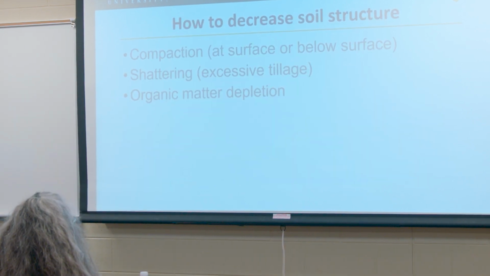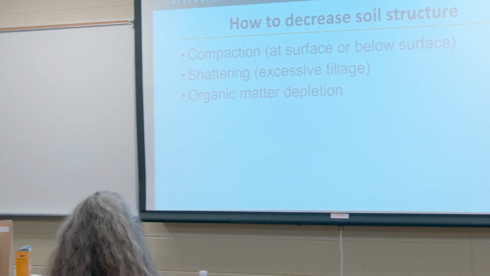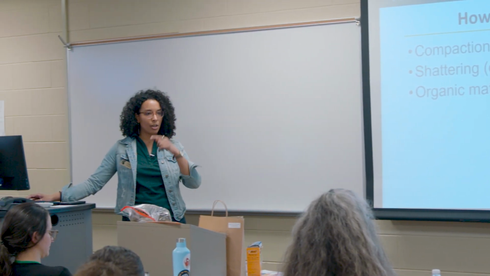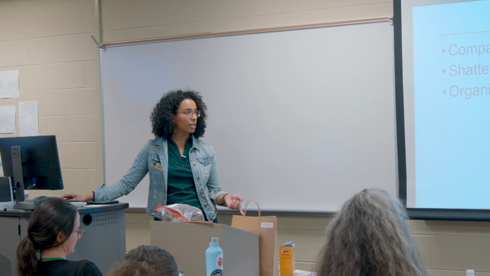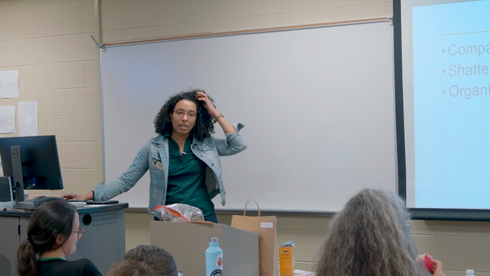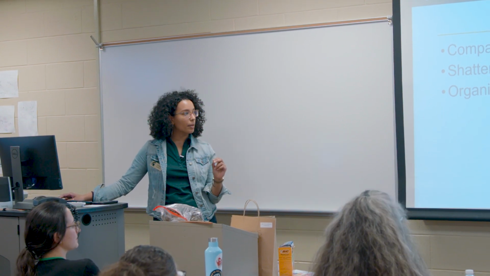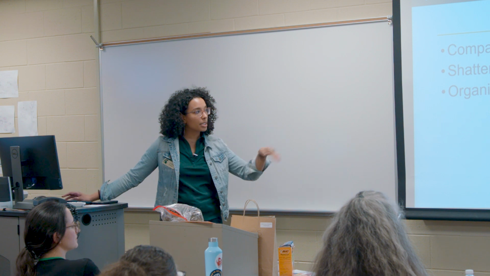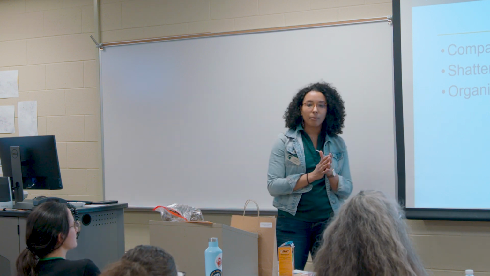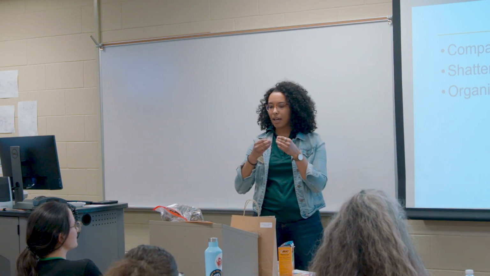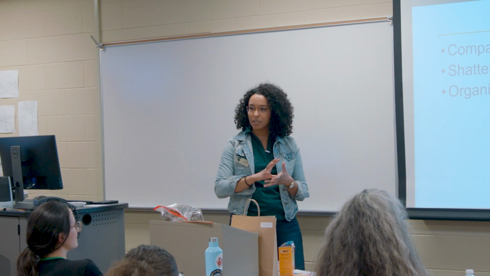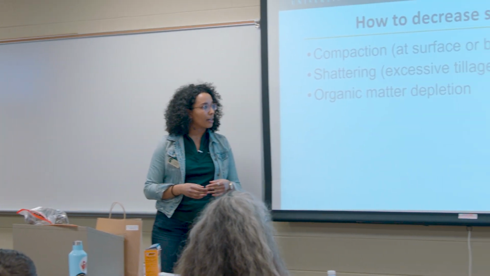So how do we decrease our soil structure, right? How do we impact our soil structure through our management? That happens through compaction, either at the surface or below the surface that develops over time. Shattering through excessive tillage, so destroying or breaking apart those aggregates over time, and then organic matter depletion.